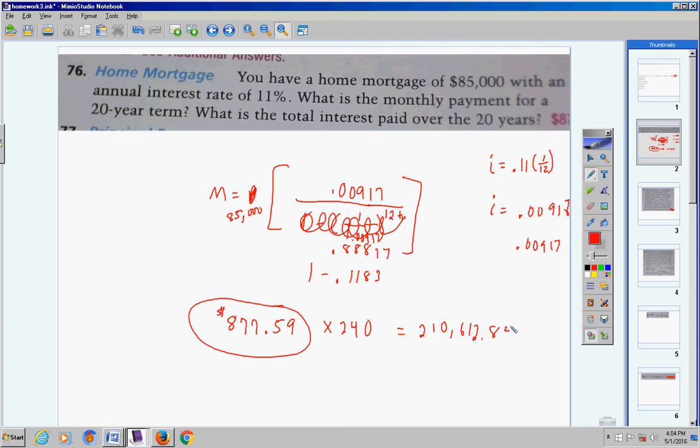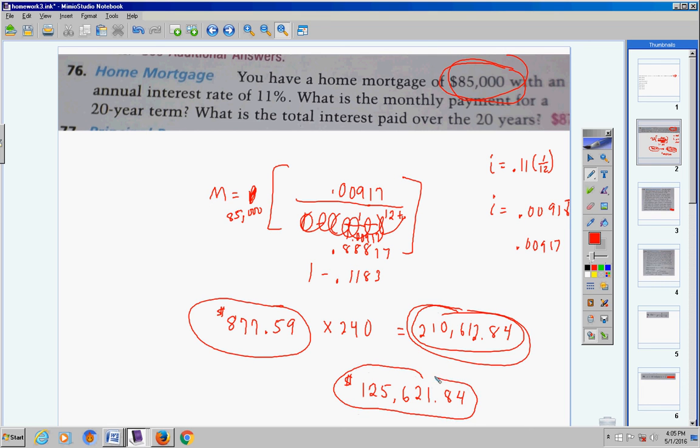$210,621.84. So how much did you borrow? 85,000. How much did you pay back? This much. So subtract 85,000, and your total interest is $125,621.84. So you borrowed this much money, you paid back this much money, and there's the extra that you paid, or in other words, the interest. Alright, moving on to number 77.